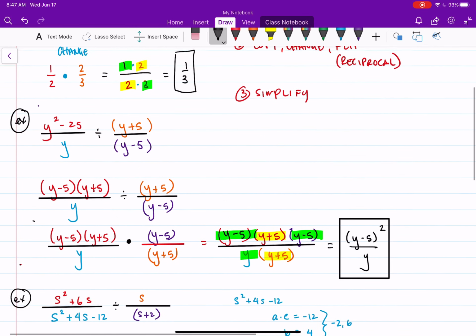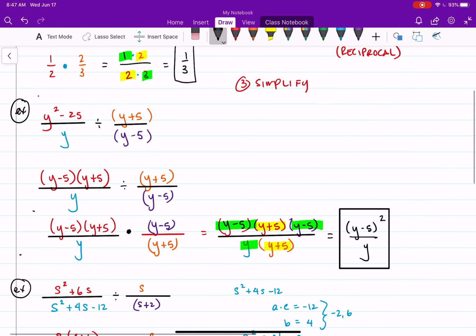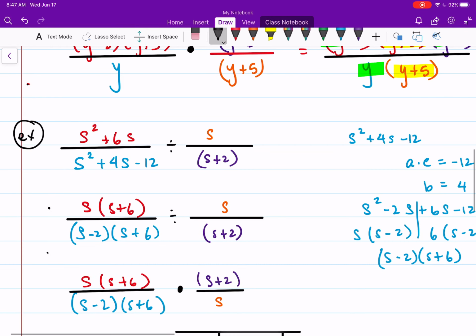So hopefully that helps you. Yes, we're bringing factoring back, so you're going to have to review that. And this is going to give you a lot more practice, because instead of just factoring once for each problem, you have an opportunity of factoring up to 4 times in each problem. Okay? Because the top and bottom on the first fraction, top and bottom of the second fraction.